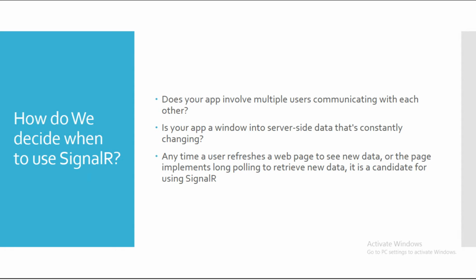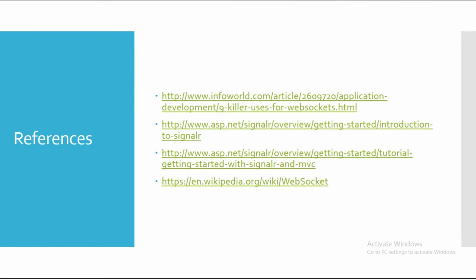So how do we decide when to use SignalR? Whenever you need to refresh a page to get any information, or whenever you need information instantly from the server, you can use it. Basically, any application where WebSockets are applied, or you need WebSockets, you can use SignalR. These are some references that I've used, which had some very useful information.